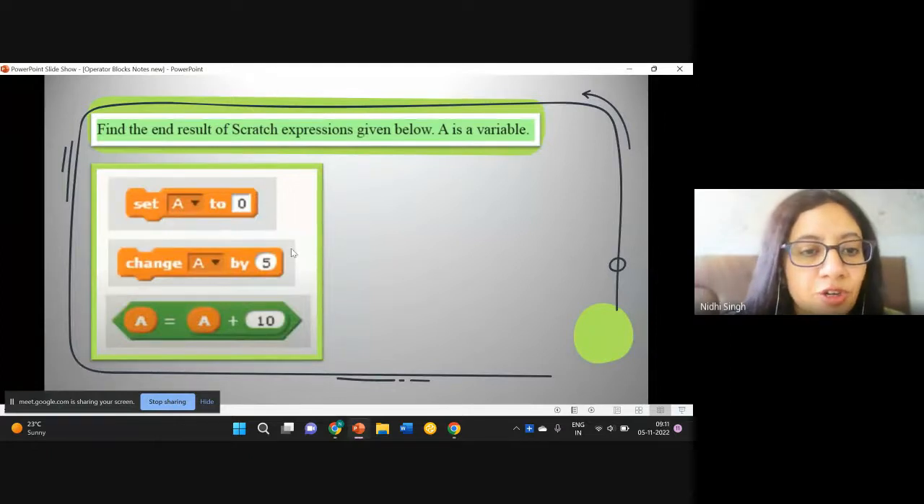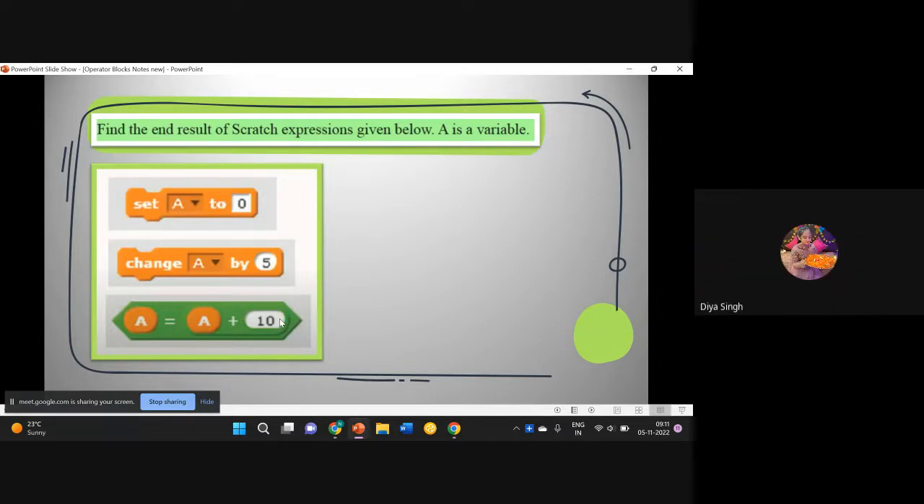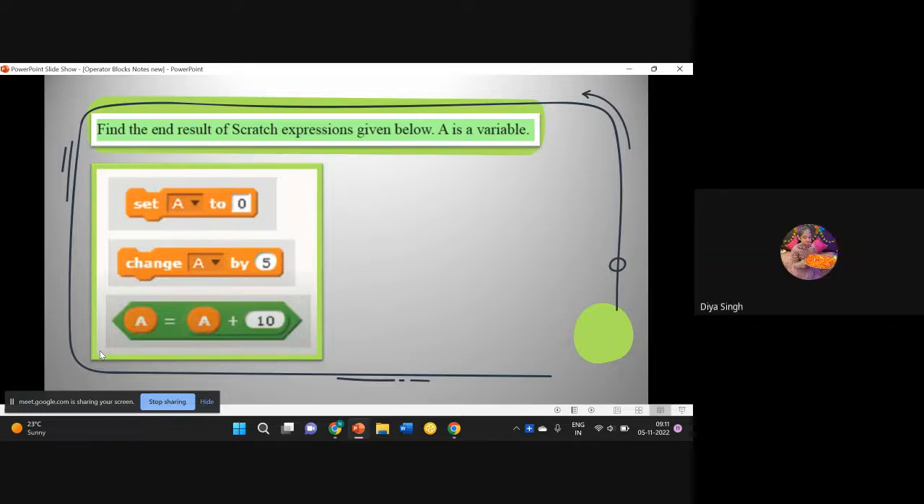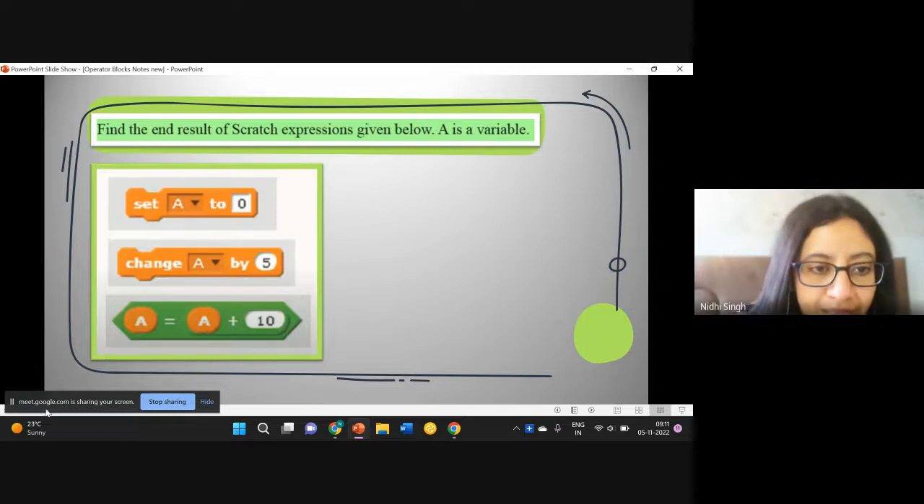Now, thank you, Shaurya. Now, Diya, here I am checking something. A is equal to A plus 10. Now, what is the current value of A? Ma'am, 5. And now we are performing one operation here, right? Which operation are we performing? Addition. So, now what will be the new value of A? Ma'am, 15.